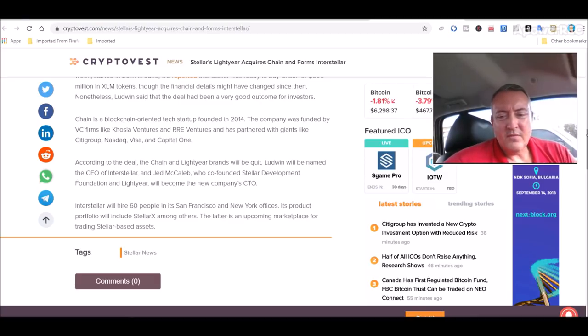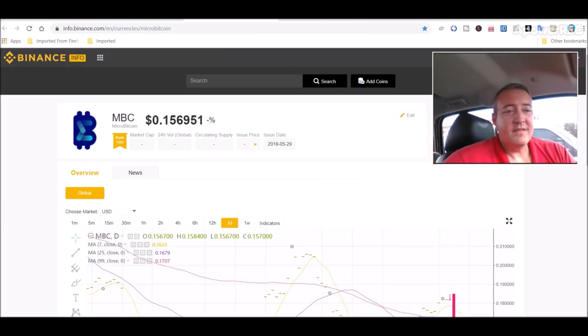All right, so this next one, micro Bitcoin price. Let me just state right there, there's no way in hell that this price is going to come out at this, but for some reason, Binance seems to think it's going to be right around this price. I don't know where they get this figure from. But here we are in Binance.